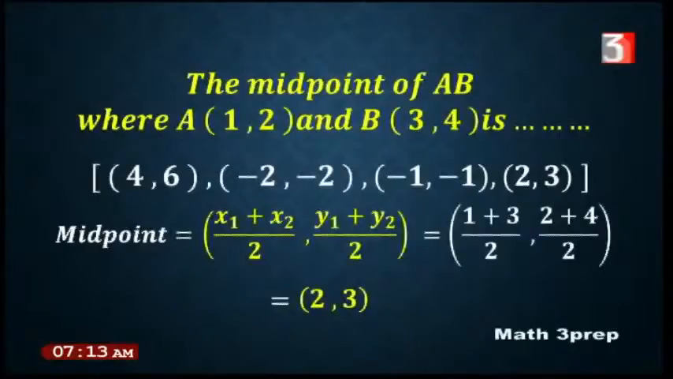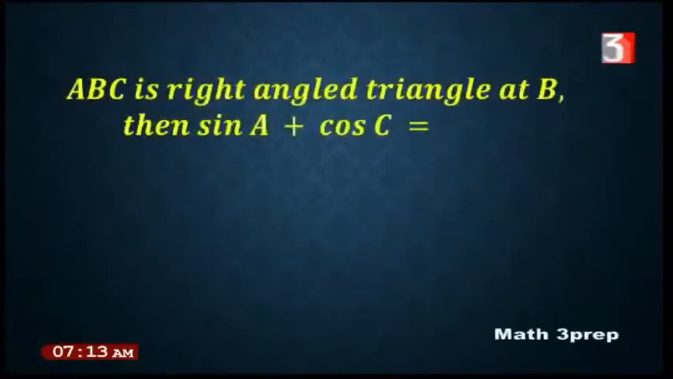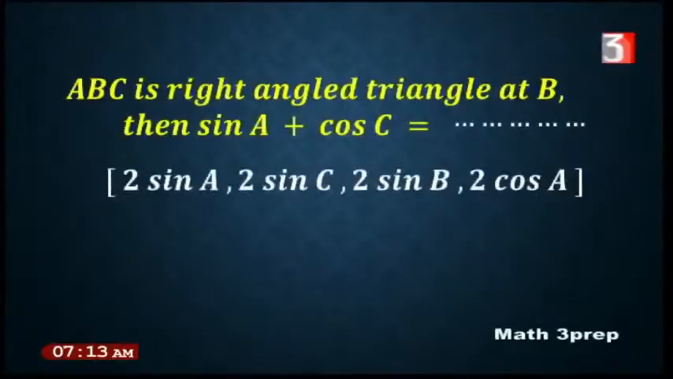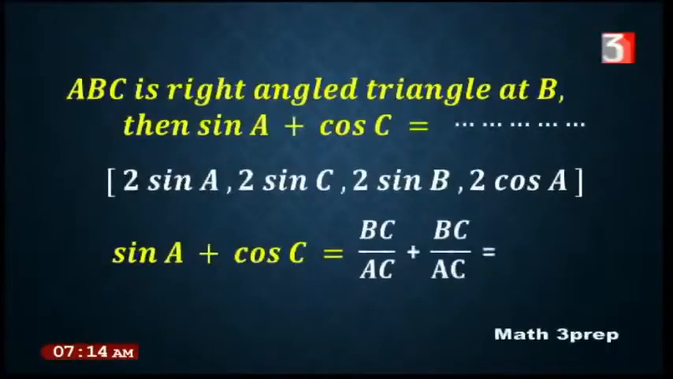Another example. ABC is a right angle triangle at B. Then sine A plus cosine C equals what? Is it double sine A, or double sine C, or double sine B, or double cosine A? Of course, all of you know that sine of an angle equals the opposite over the hypotenuse. So sine A is opposite over hypotenuse, which is BC over AC.